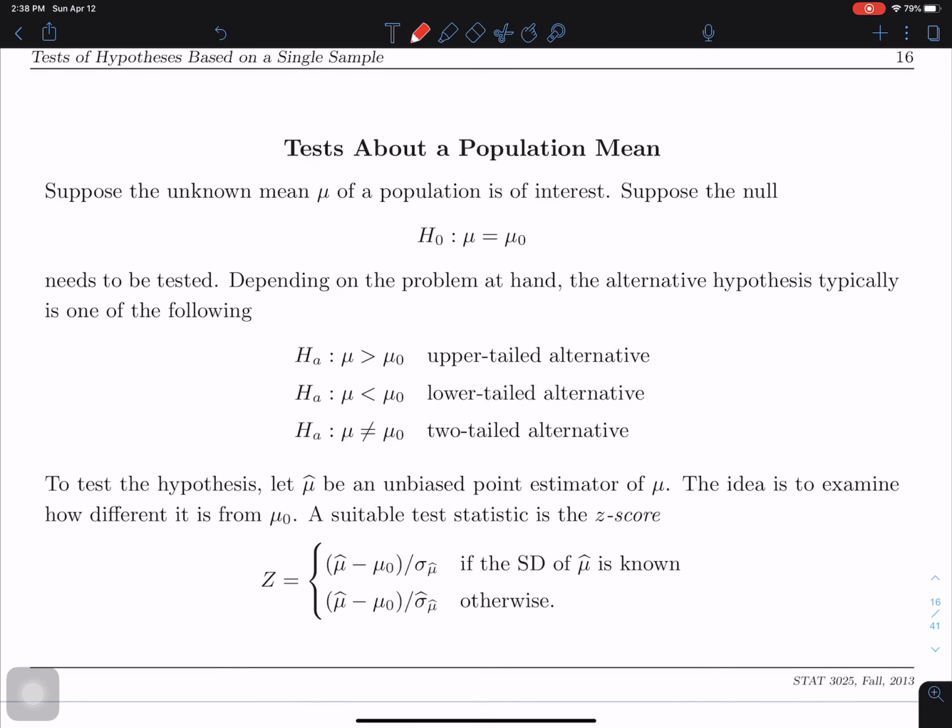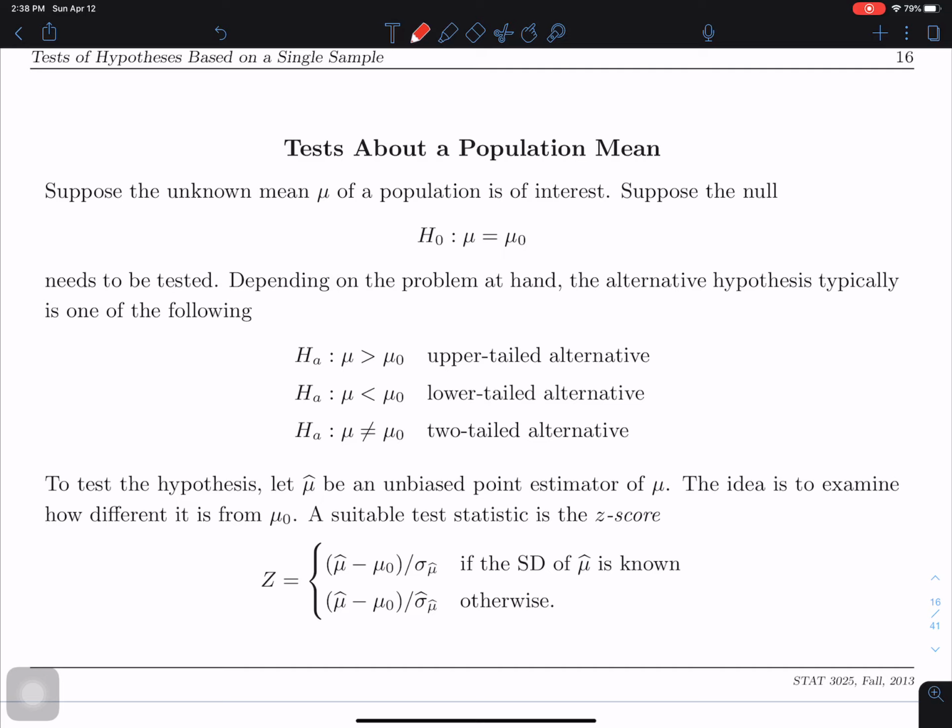And now, tests about a population mean. Suppose the unknown mu of a population is of interest, and suppose the null hypothesis mu is equal to mu0 needs to be tested. Depending on the problem at hand, there are three kinds of alternative hypothesis we can specify. The first is mu is greater than mu 0. The second is mu is less than mu 0. And the third is mu is not equal to mu 0.